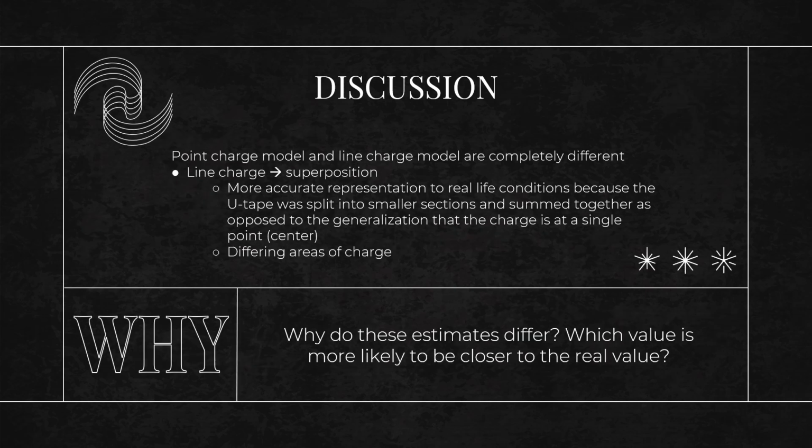And lastly, why do these estimates differ and which value is more likely to be closer to the real value? So these differ due to the models being completely different, and we know that the line charge is closer to the real value due to superposition. It's more accurate because in real life conditions, the U-tape was split into smaller sections and summed together, as opposed to just generalizing the charge as located at the center of the tape like we did in the point charge.